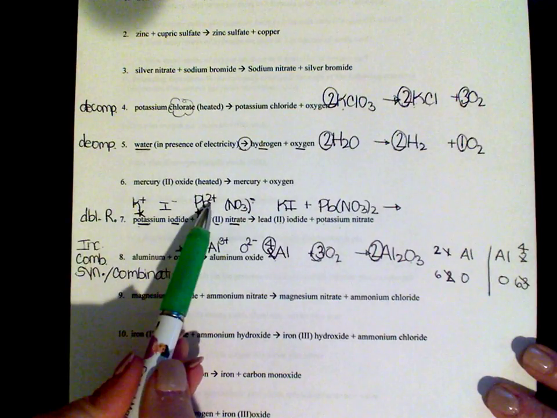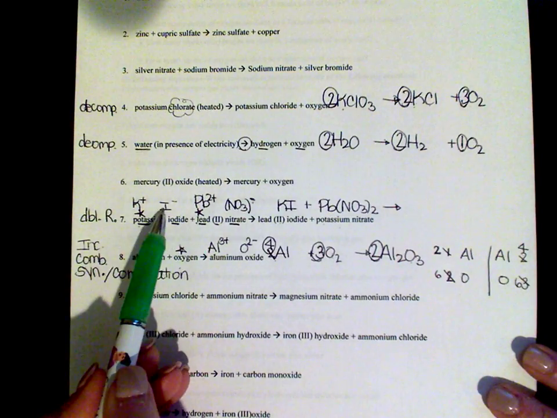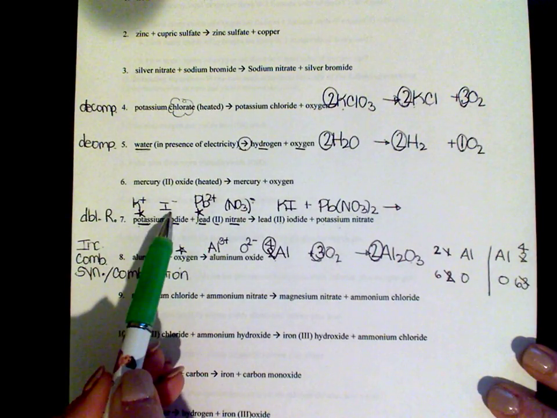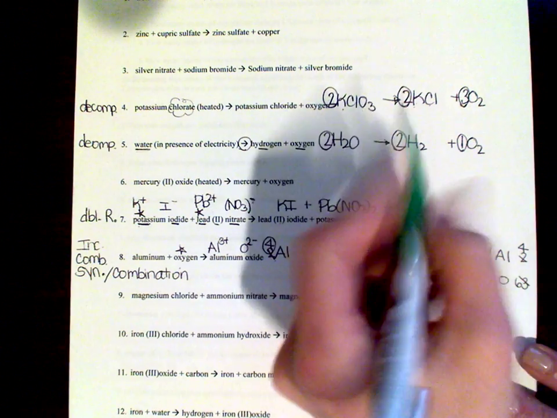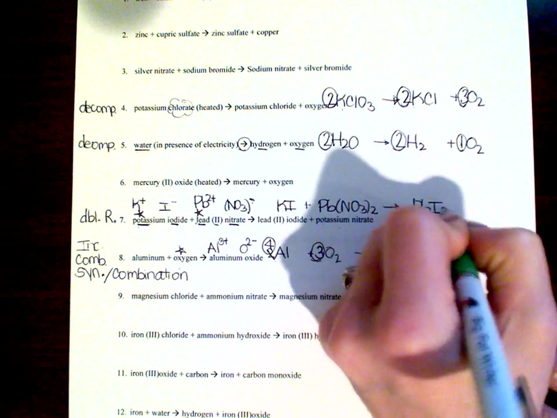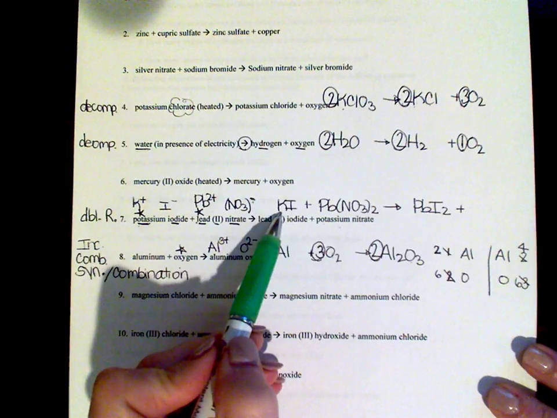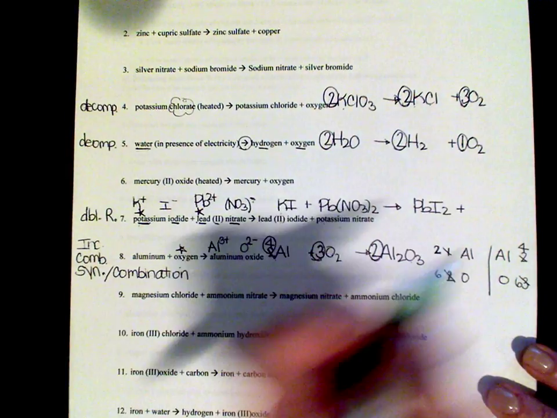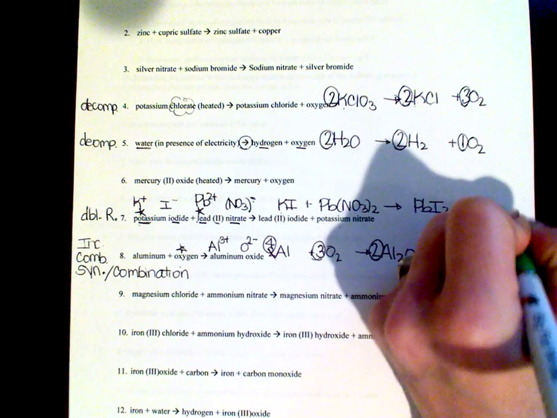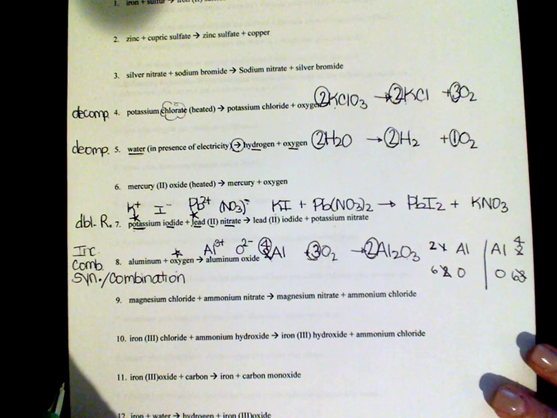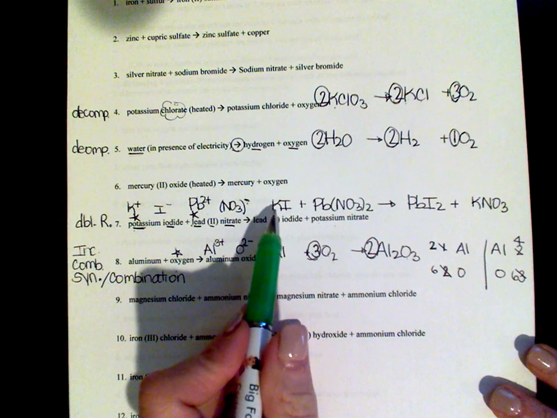Now I want the lead with the iodide. So that 2 is going to go down with the I, and the 1 goes with Pb. So that would be PbI2, and the K is going to go with the NO3 now. So K is 1 plus, NO3 is 1 minus. Since it's 1 to 1, I'm just going to simply smush them together like that. Now it's time to balance.